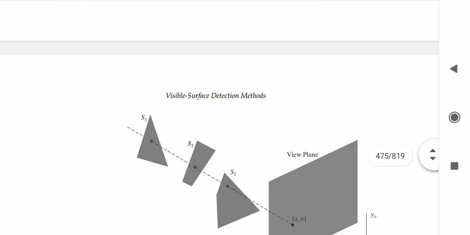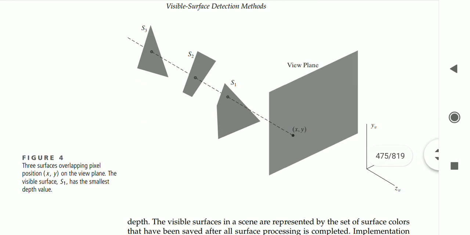Now we'll see the depth buffer algorithm. This image will help you to understand it. You can see the view plane. The view plane is your computer output screen. What is coming on the view plane is the output of our program. On the view plane, we are going to draw these three surfaces, S1, S2, S3. S1 is a right-angle triangle, S2 is a polygon, S3 is a polygon. We can understand that among these three polygons, S1 is the front side, S2 is the middle, and S3 is last.